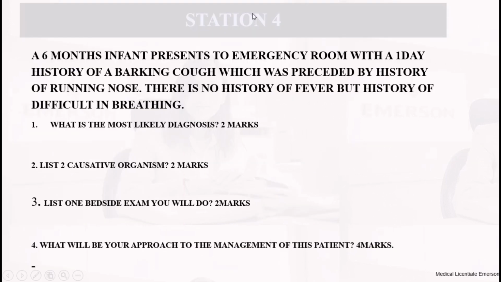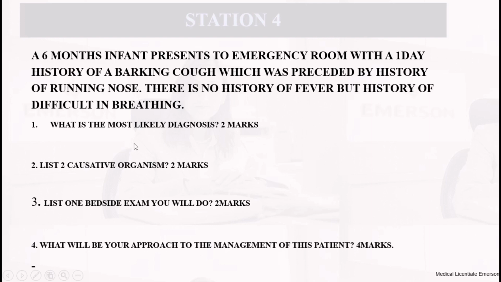A 6-month infant presents to the emergency room with a 1-day history of a barking cough, which was preceded by a history of runny nose. There is no history of fever, but history of difficulties in breathing. What is the most likely diagnosis? List 2 causative organisms. List 1 bedside exam you will order, or what will be your approach to the management of this patient?